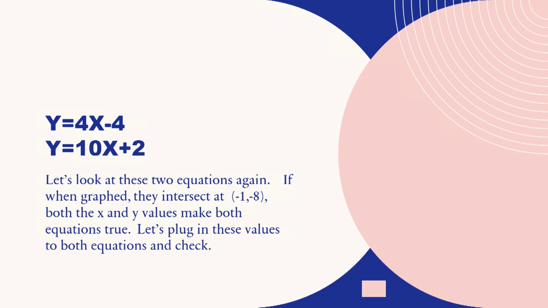It says y equals 4x minus 4 and y equals 10x plus 2. Look at these two equations again. If we graph them, they intersect at -1, -8, where both the x and the y values make the equation true. So let's plug these in.